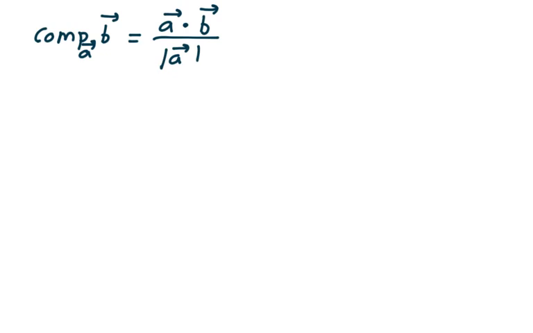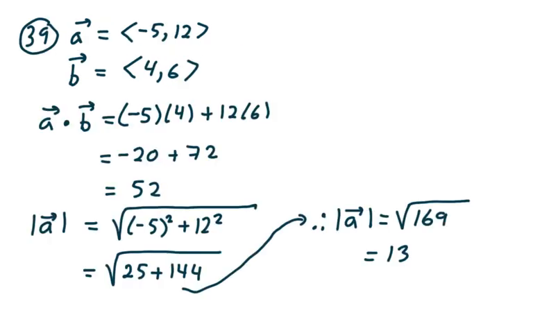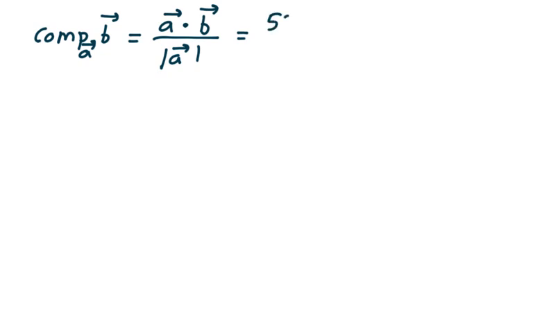Because if I want the component of B onto A, that's the scalar projection. And so this is the dot product of A and B divided by the magnitude of A. And if we look back, we did the hard work. The dot product of A and B is 52. The magnitude of A is 13. So this is 52 divided by 13. I get 4.